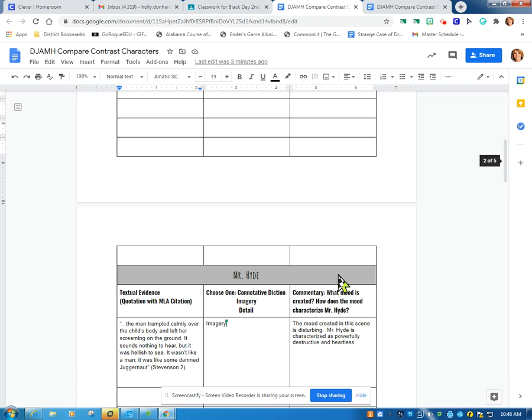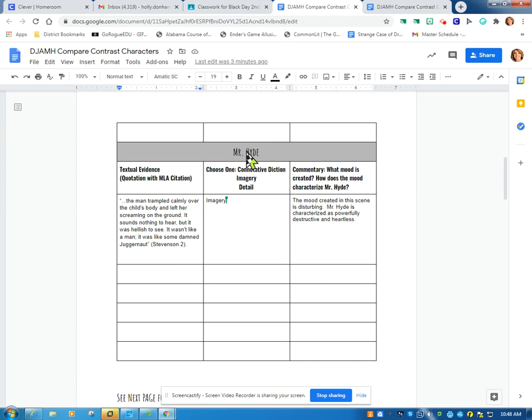Then the next chart is about Mr. Hyde, and you're going to do the same thing that you did on the first chart, okay? Except this time you're going to look for examples that Mr. Hyde is a bad guy, okay? The example I found was on page 2, very at the beginning. And it's imagery because I can picture this in my mind and it's upsetting.